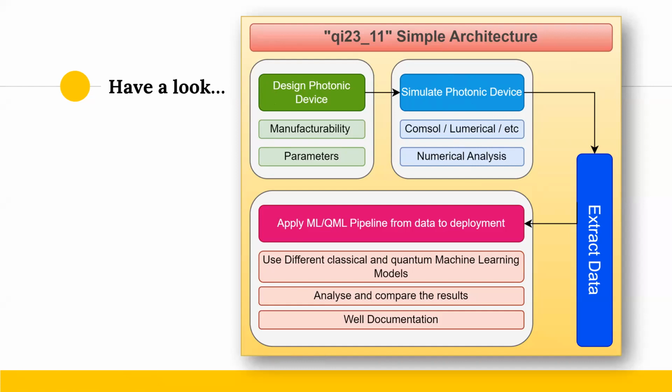So you will use different classical and quantum machine learning, and you will analyze and compare results. And of course, you need to document every single step and make your own architecture, the architecture of your work. I think the significant contribution will be from the quantum machine learning team, because in this area there are not plenty of papers related to quantum machine learning.